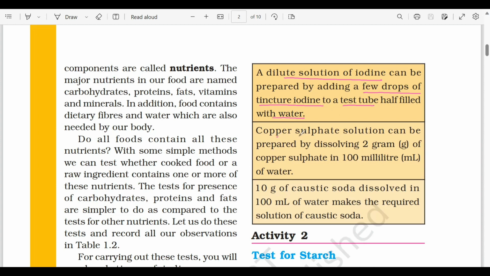Second, if we want to make copper sulfate solution, we will take 2 grams of copper sulfate and dissolve it in 100 ml of water. And thirdly, if we require caustic soda, we will take 10 grams of caustic soda and dissolve it in 100 ml of water. So अगर ये सारे chemicals ready made available नहीं है तो हम इन्हें prepare भी कर सकते हैं अपने lab में. Now let's get started.